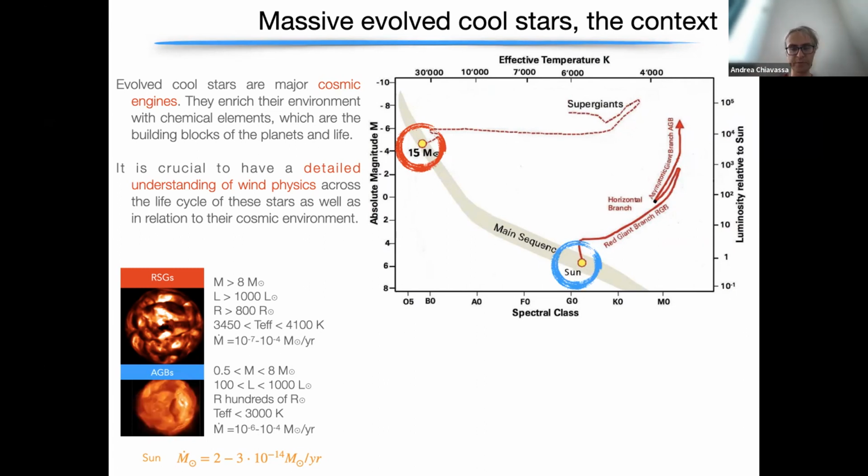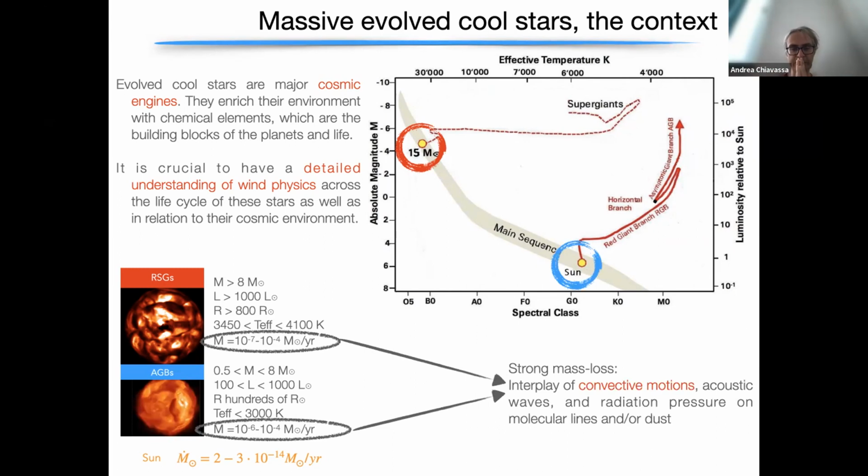But the point I want to talk about is exactly what Susanna pointed out: the very extreme mass loss, which depends on the stars, but it's actually an interplay between convective motion, acoustic waves, radiation pressure, molecular lines and dust, maybe also magnetic fields, etc. And this is extremely huge, like 7 to 10 orders of magnitude larger than what we have in the sun. And the idea to concentrate on in this talk is really the convective motions.